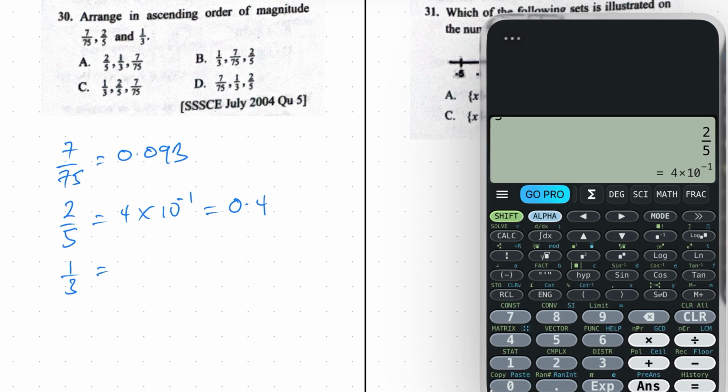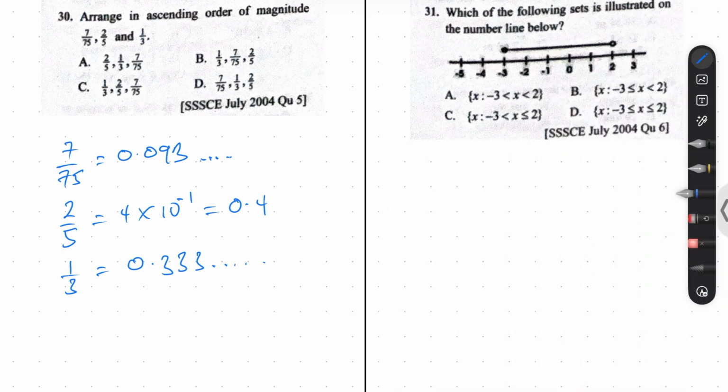So we have, let's clear this. 1 over 3 is what? 0.333. And this is also the same. 0.093 was like this. So now we need to compare. Thank you, calculator. You can go now.